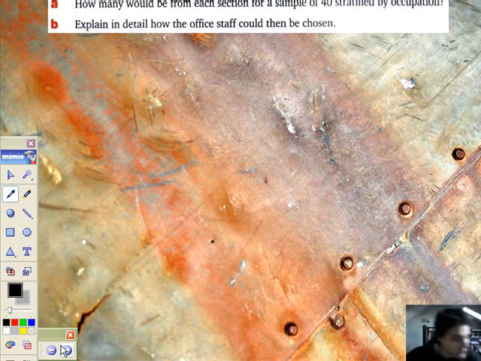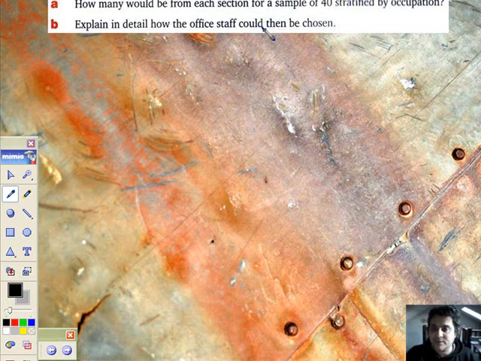Right, question 3. It says the table shows the number of people employed in a department store, great big Debenhams or whatever. We have managers, salespeople, security and office staff. How many would be from each section for a sample of 40? Okay, so my first impression would be take 10 from each, that's 40. Well, if I take 10 managers, that's all the managers. If I take 10 from sales, there's 120 people who don't even get a look in. So we've got to do a random stratified selection.